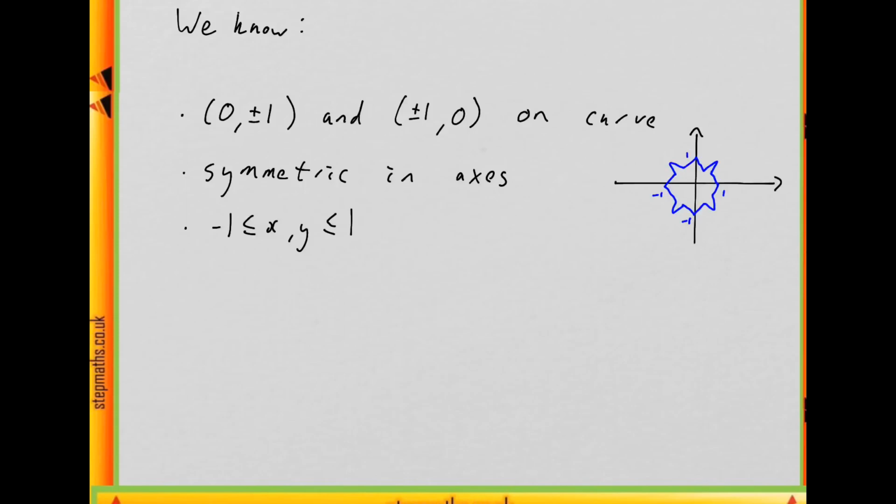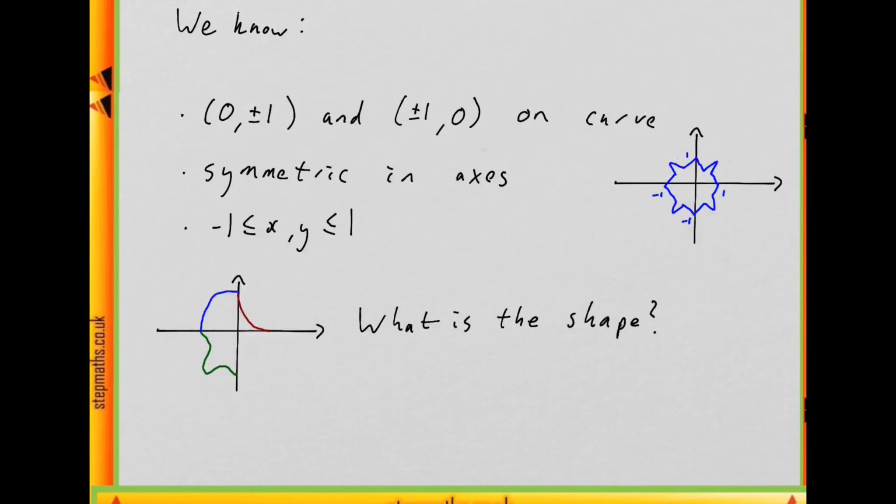So that tells us something about the shape. It's going to look something like this. So obviously this is a weird shape that won't actually happen. But it's going to be symmetric, it's going to go through these points, it's going to be stuck in this box. So all we need to think about now is the shape. What's the shape? And I've drawn a different shape in each quadrant, and then we could imagine reflecting each of them around. So it could be a weird bumpy shape like this, for all we know.